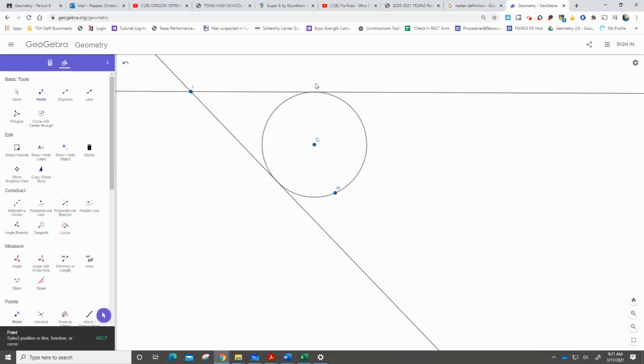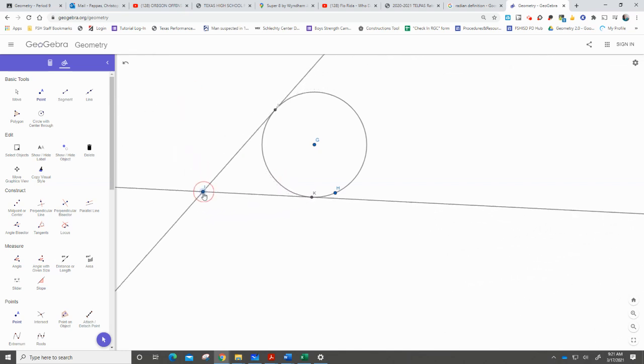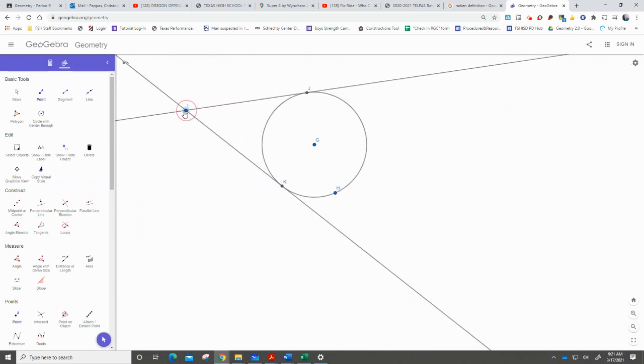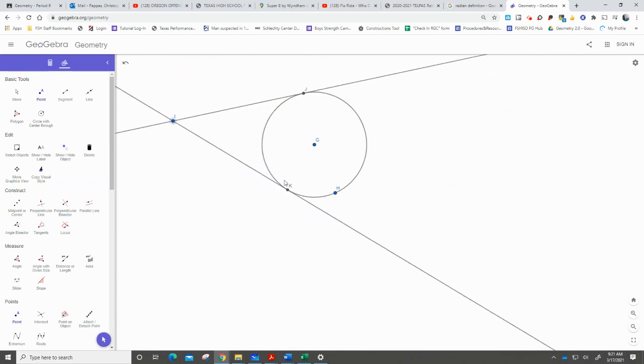Now I make a point there and a point there. The rule is the radius is perpendicular to the tangent at the point of tangency. So let's say we do a segment right here, a radius that goes from G to K. And then we want to measure the angle. We can go to measure angle I, K, G. We see we have a 90-degree angle here.